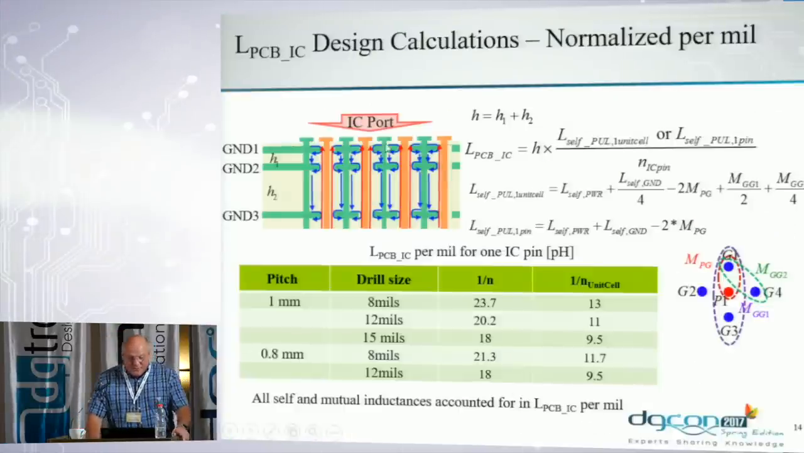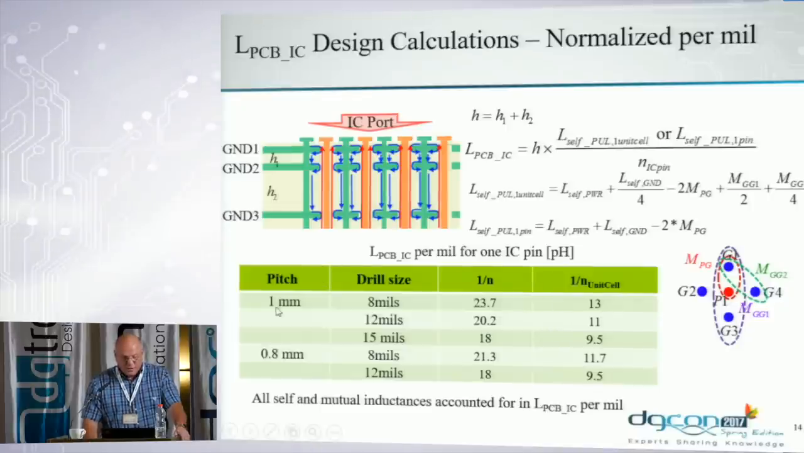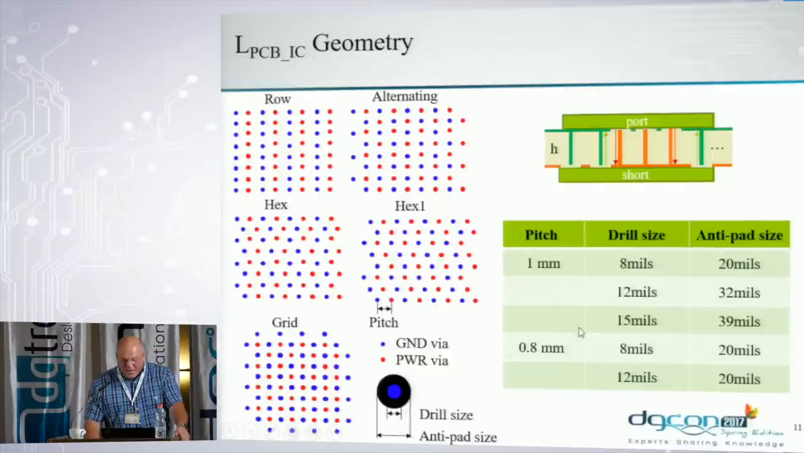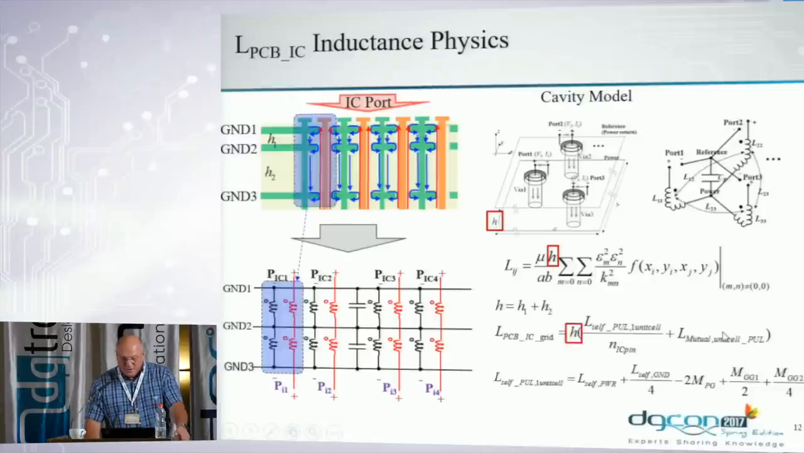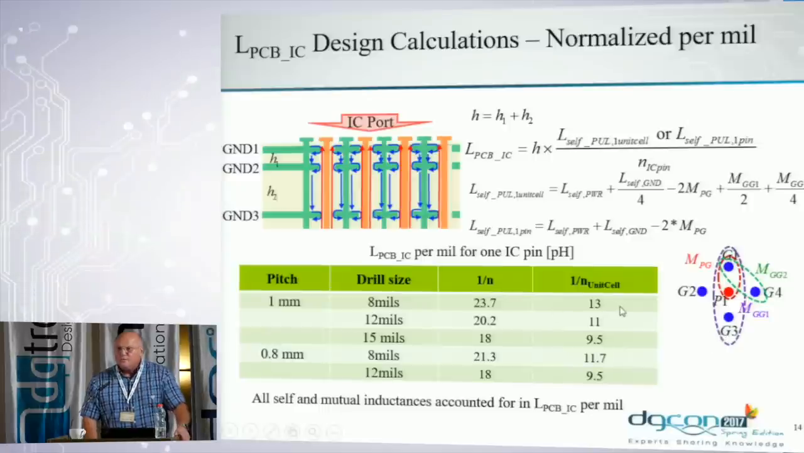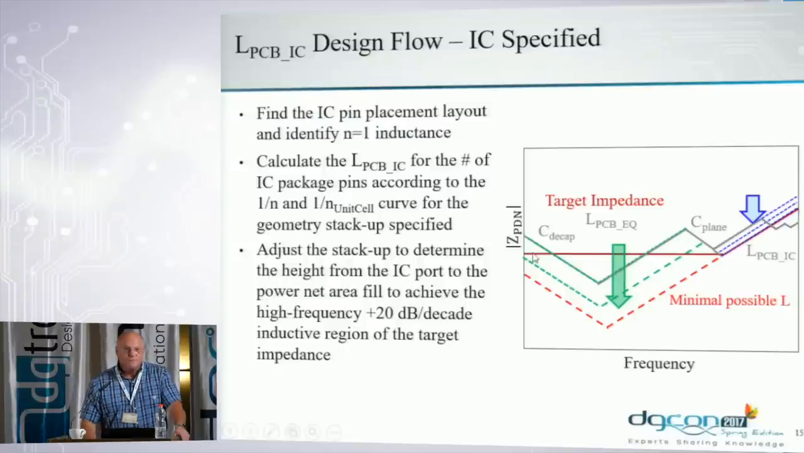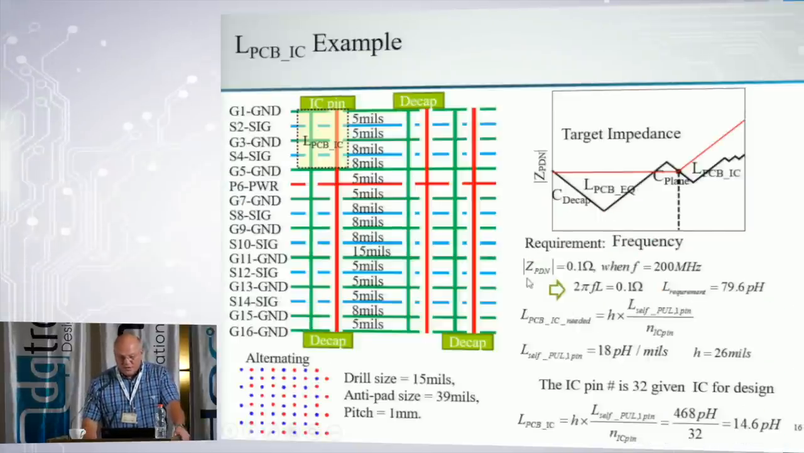So basically, what I have here is I just tabulated, for a 1 millimeter pitch and a 0.8 millimeter pitch, these drill sizes, and for those drill sizes, the antipad that goes along with them is in a previous piece of the table. We just pre-calculate that 1 over n. Depending upon what our drill size is, we pre-calculate that 1 over n, and as I add power ground pin pairs, I divide by n. In my case, we have 32, so we're going to divide by 32. So what the calculation looks like is this.